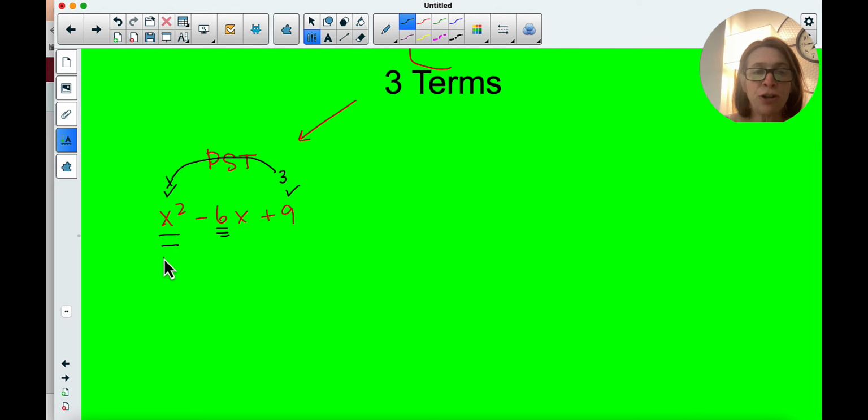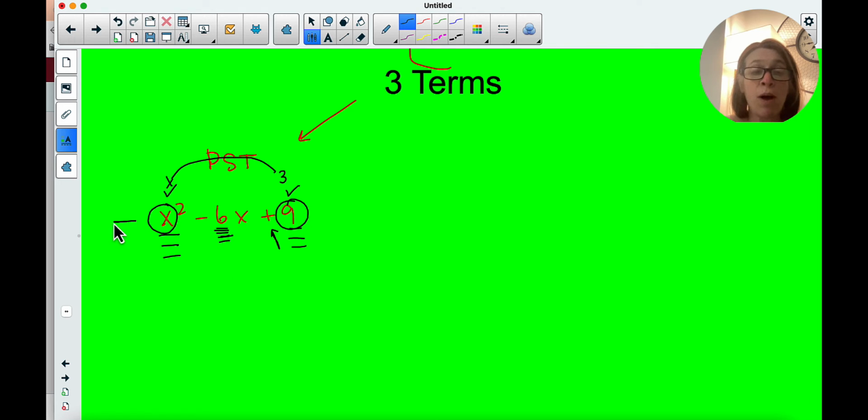Let me say that again. The first term and the last term are perfect squares. Oh, one thing I almost forgot. The last term is always positive. And if you take the square root of the first term and the square root of the second term, which I wrote right above it, you multiply them, and you multiply them by 2, and that number works, then it is a perfect square trinomial.